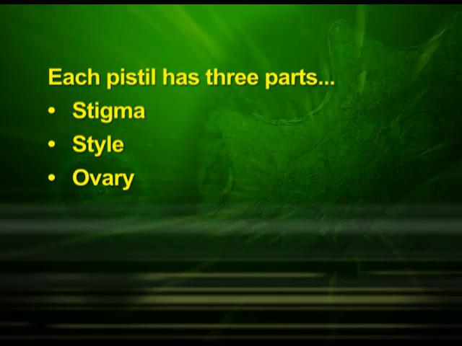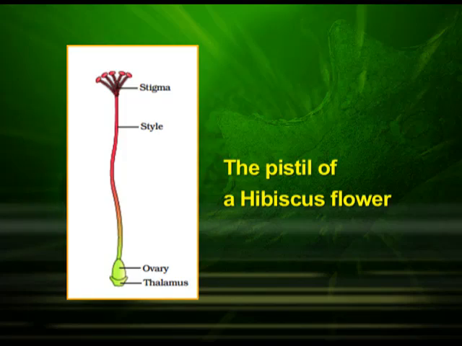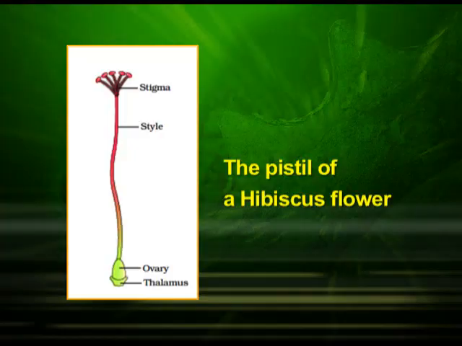Each pistil has three parts: the stigma, style and ovary. We can observe the pistil of a hibiscus flower in this diagram, where all the other floral parts are removed. In the pistil, the stigma serves as a landing platform for pollen grains. The style is the elongated slender part beneath the stigma. The basal bulged part of the pistil is the ovary.